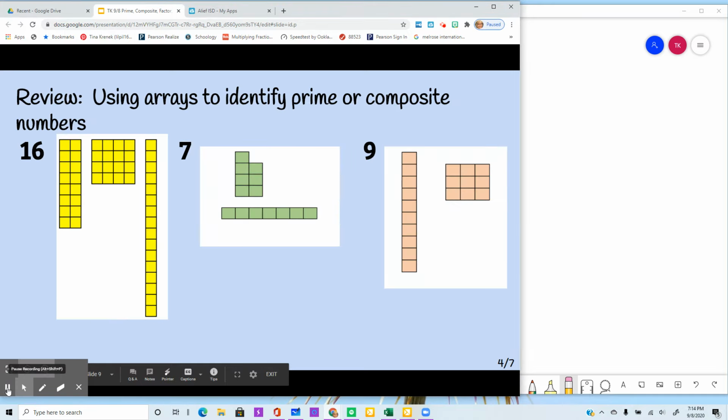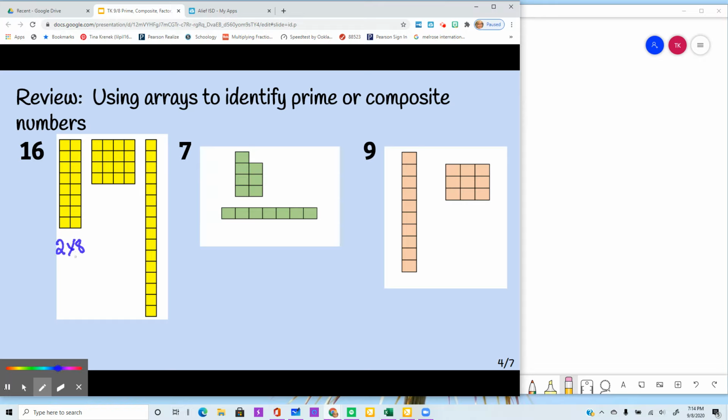So just as a review, when we use arrays, we can identify prime or composite numbers. Arrays are in the shape of rectangles or squares. So looking at the number 16, we have 2 times 8 for 16. We have 4 times 4 for 16. And we have 1 times 16. I apologize. My dog is here making all kinds of noise.